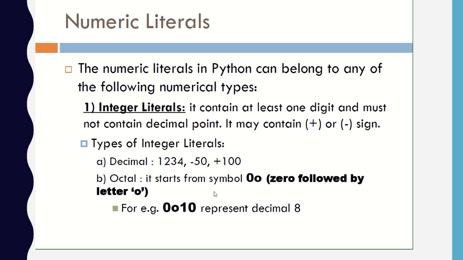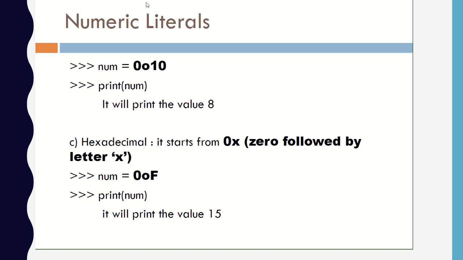In octal, it starts with the symbol 0 followed by the letter o. For example, 0o10 represents the decimal 8. 0 will be followed by o; this should be remembered. Next, num = 0o10, then print(num). Num is my identifier. The octal value is being stored in my identifier named num. It will print the value 8.